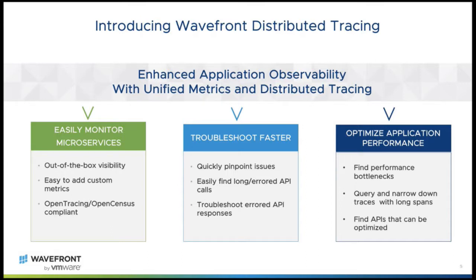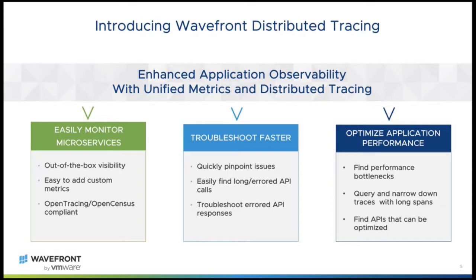And if you are aware of distributed tracing in general, OpenTracing and OpenCensus are the two standards or vendor-neutral APIs that are being followed. So this solution is fully OpenTracing and OpenCensus compliant. So out of the box, you get an OpenTracing and OpenCensus compliant solution, which gives you both metrics and distributed tracing.